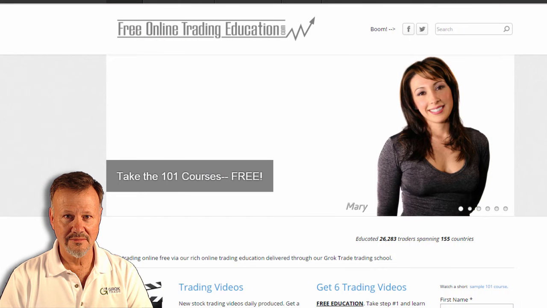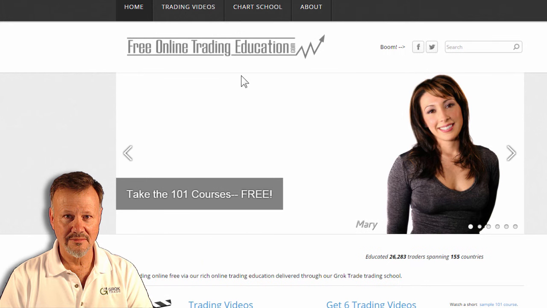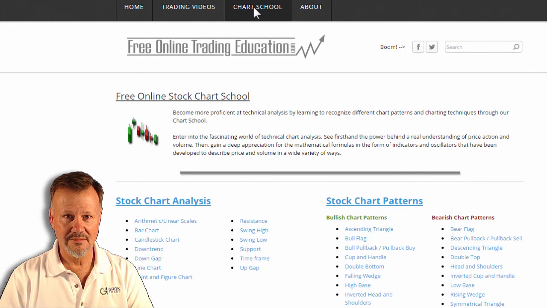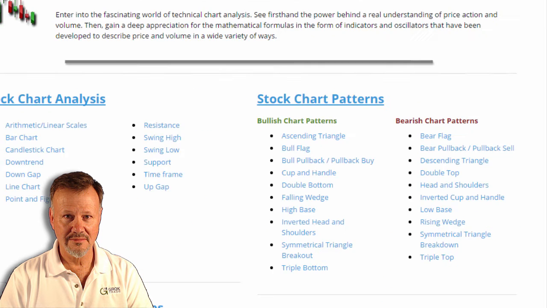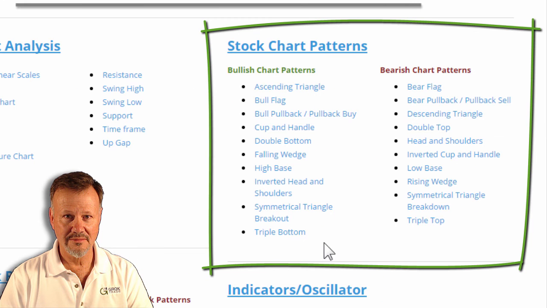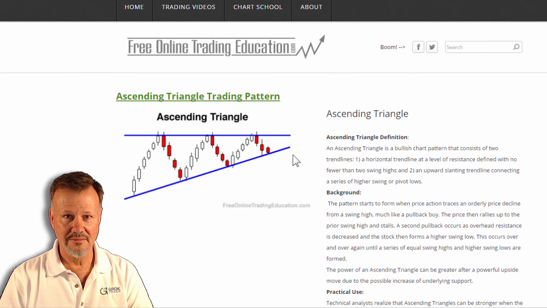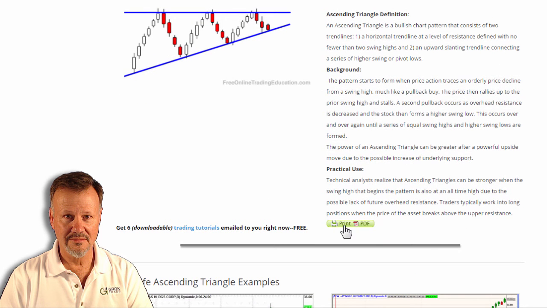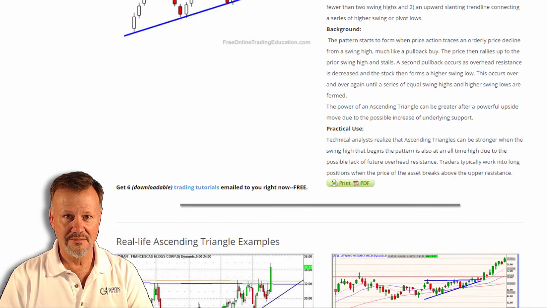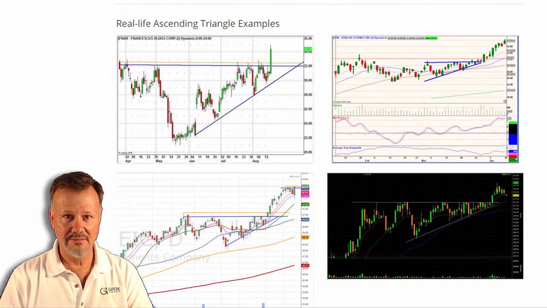We can go to our site, Free Online Trading Education, and right here under Chart School, which is free, you go there, and down we have trading patterns. This is a bullish pattern called an ascending triangle, the very first one listed. You click on that and here's a picture of it hitting its head on a line of resistance, but it keeps getting tighter and tighter like a coiled spring. Here's a written description of it. You can even push this button here and print it off to study it later in either PDF form or just printer. And then here are a couple of live examples of where it has been on charts before.